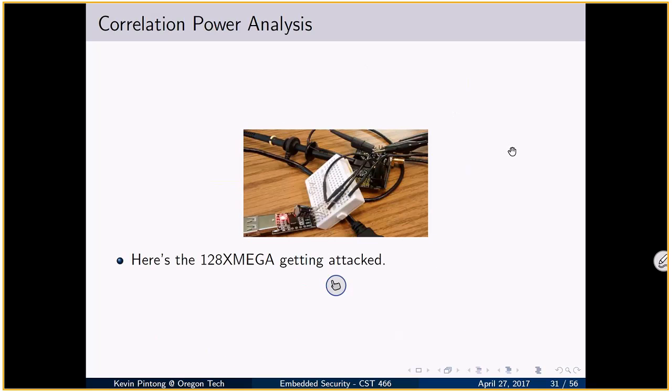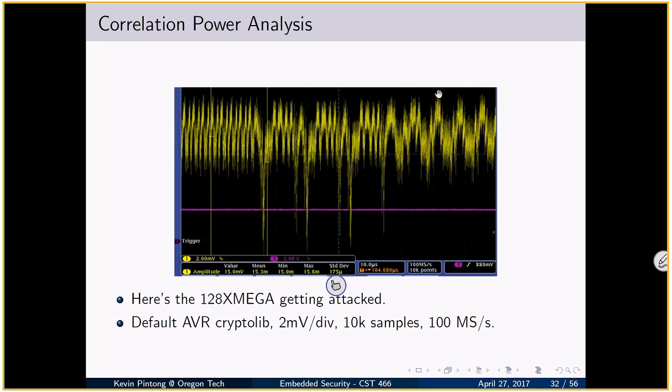So here's the XMega 128 device getting attacked. In this case, I'm using some other setup. Notice the filtering capacitor as well. This thing is very noise sensitive. So here is a waveform for the 128 XMega. We're using the default AVR crypto lib, 2 millivolts per division, 10K samples, 100 megasamples per second. So you can see this distinct signal, right?